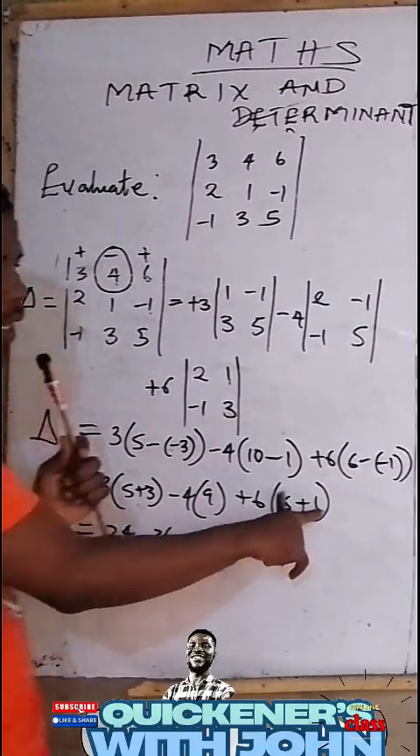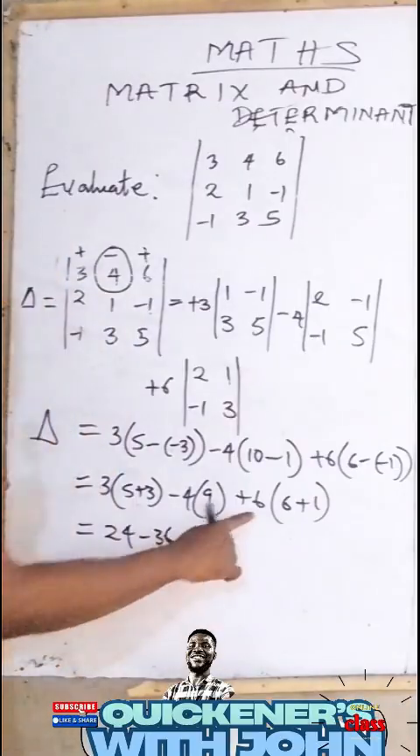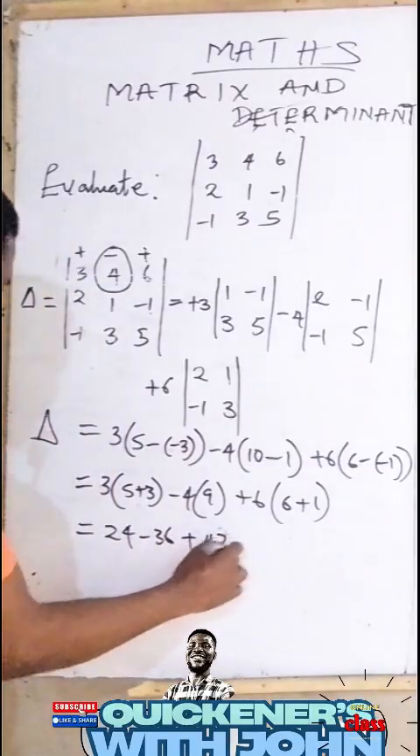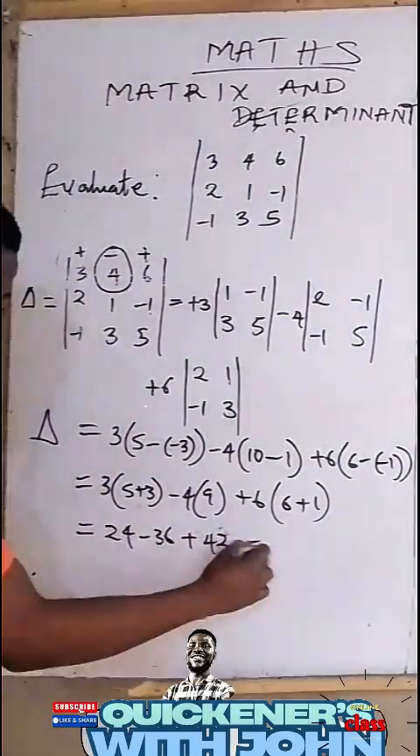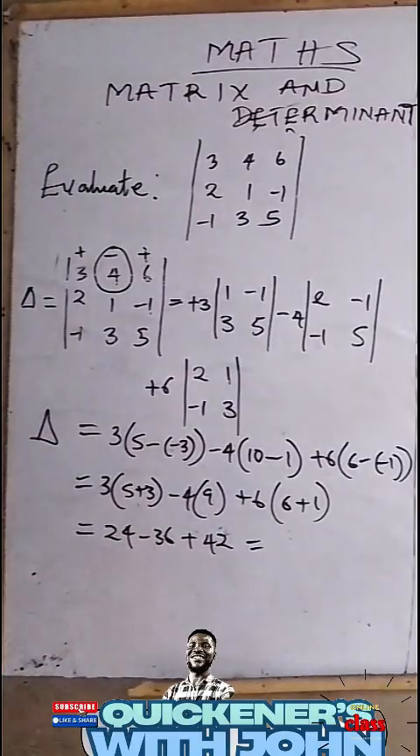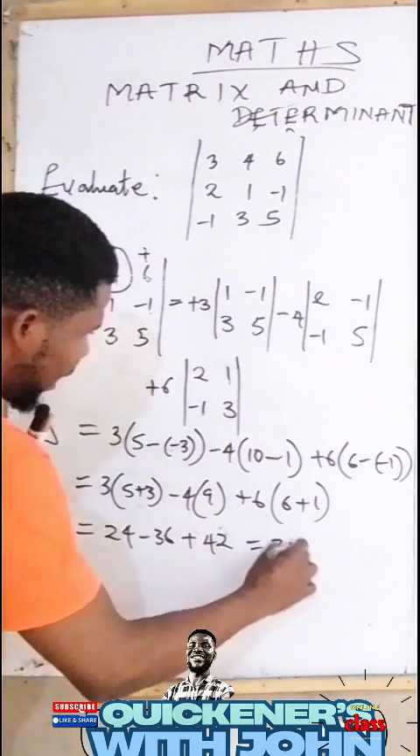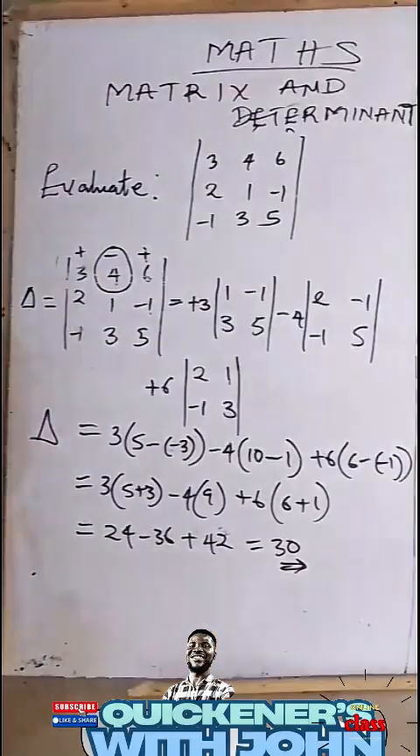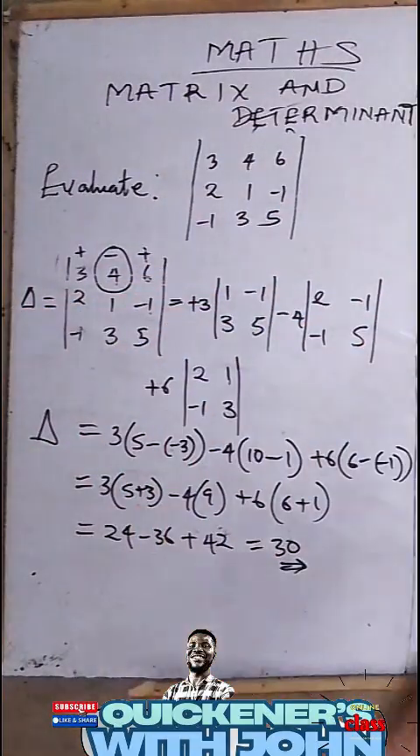Now, 6 plus 1, that is 7. 7 times 3, that's 42. Okay? So when you add this, what do we have? 24 plus 42, that is what? 66, right? 66 minus 30, that will be what? Can you see? Our answer is 30. I hope I'm correct. Right? Good.